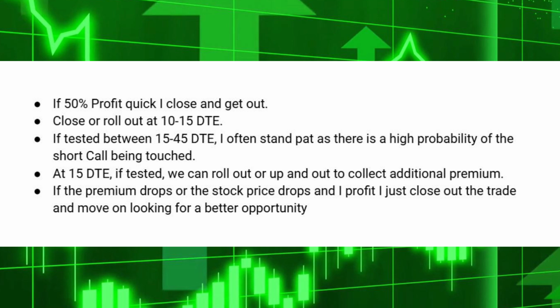But if it is tested and we are in that 15 to 45 days, I'll either close out, or I can close out and then move my strike prices up. I pay a debit for that, but often that's the best move. And at 15 days to expiration, we can roll out or roll up and out in order to collect additional premium.